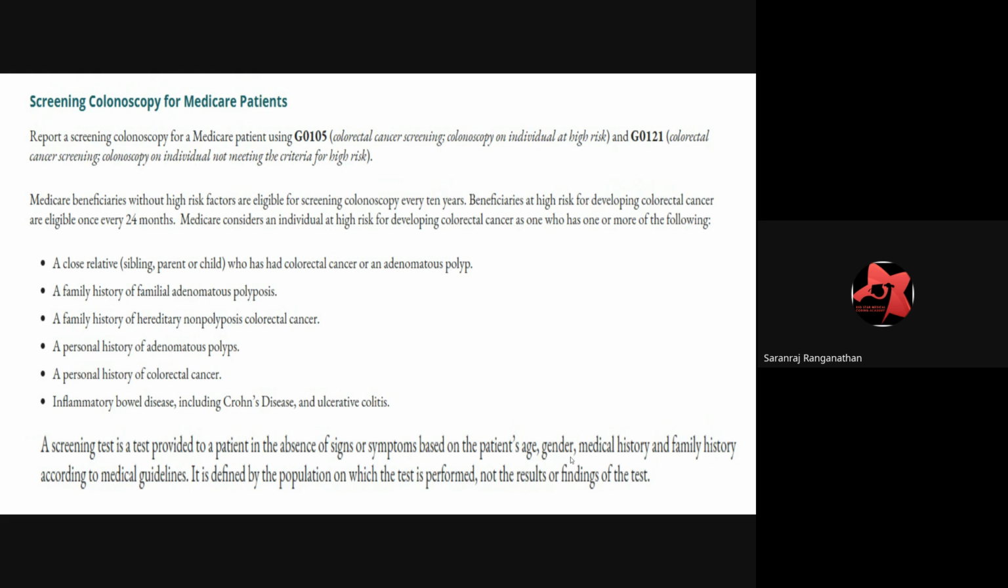The screening test is provided to a patient in the absence of signs or symptoms, based on the patient's age, gender, medical history and family history according to the medical guidelines. It is defined by the population and which test is performed, not the result or finding of the test. So it is not based on the result. They do this screening study based on age, gender, medical history and family history.